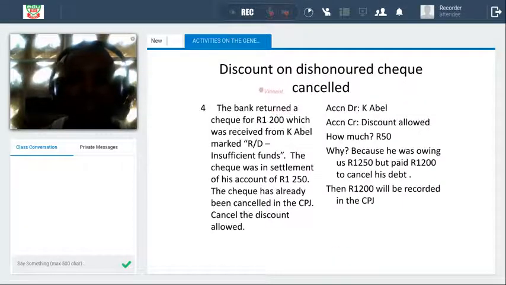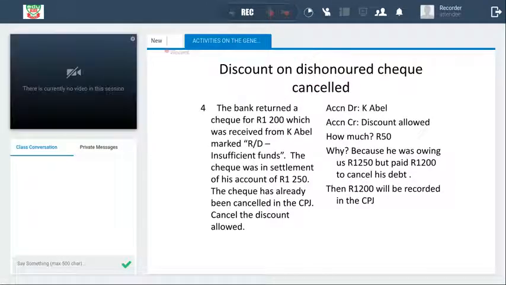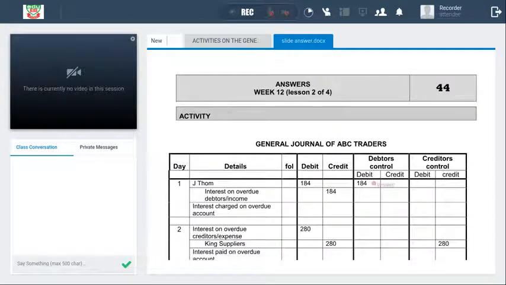Now we look at a discount on dishonoured cheque. For the transactions that we've done, I'm going to show you how it is recorded in the journals before we continue. So we see the one for J-Tom. We see J-Tom debited, interest income credited.